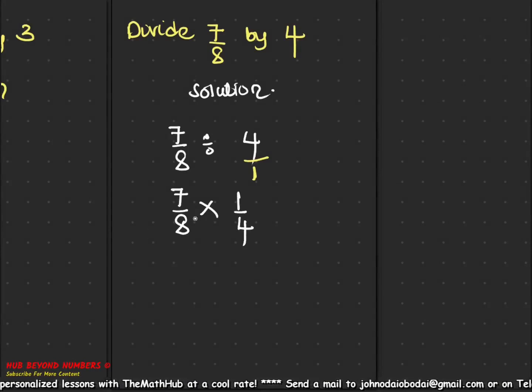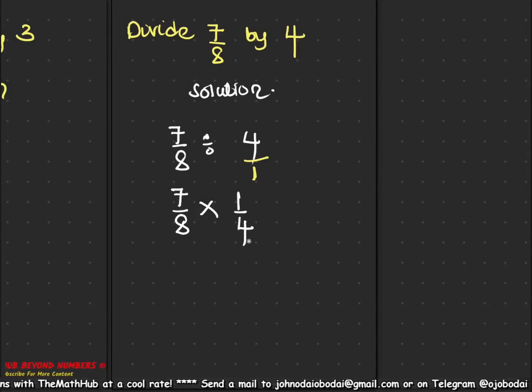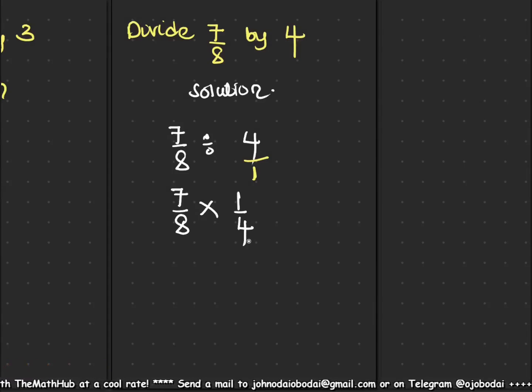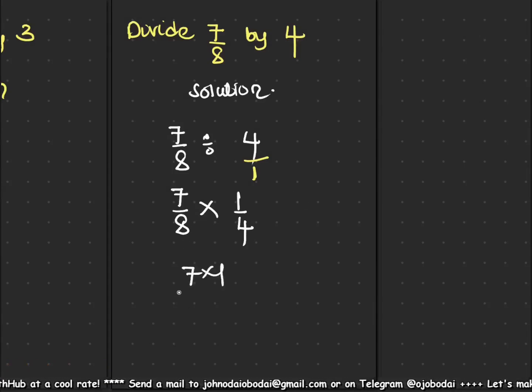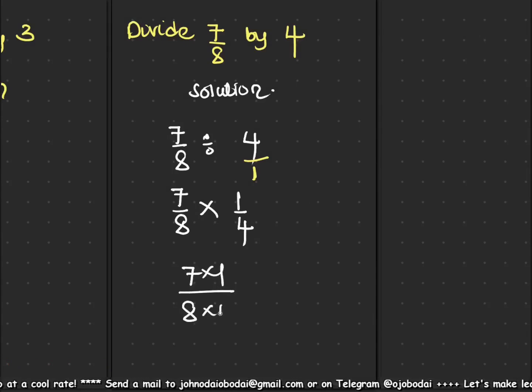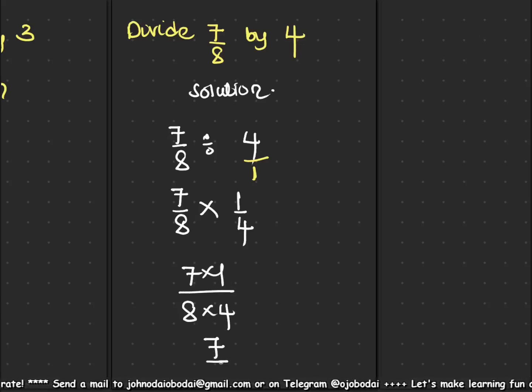So at this stage now, we have 7 over 8 times 1 over 4. This now is a multiplication question. So how do we do? Is there any way we can simplify? If there isn't, we multiply and go our way. So that we have 7 times 1 over 8 times 4. And we know 7 times 1 gives us a 7. And then 8 times 4 also gives us a 32. This here becomes our final answer because we cannot simplify further.